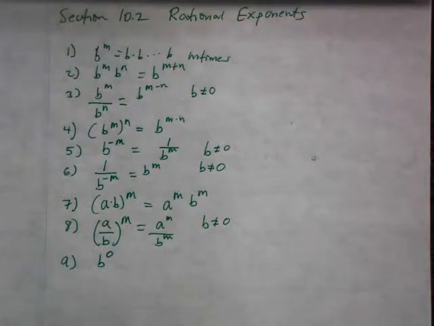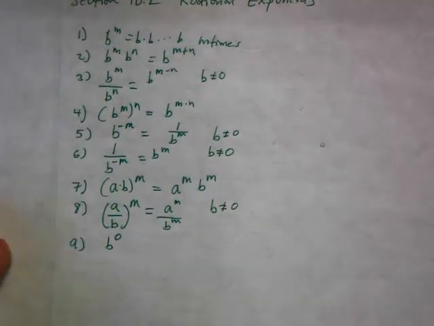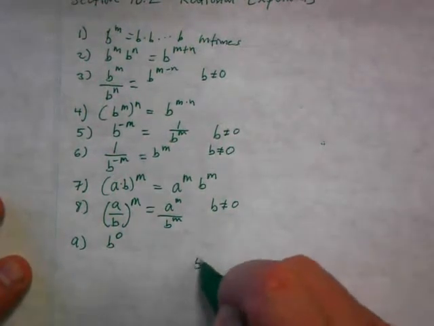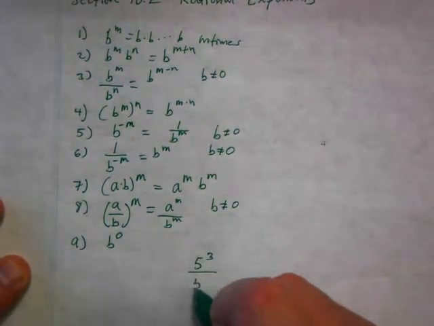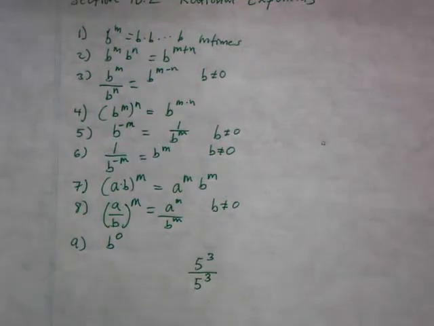It's just that number? So 5 to the 0 should be 5? Okay, what's 5 to the 1? So does it seem like 5 to the 1 and 5 to the 0 should be the same number? No, probably not. How about this? How about if I were to write 5 cubed over 5 cubed? What's 5 cubed over 5 cubed?